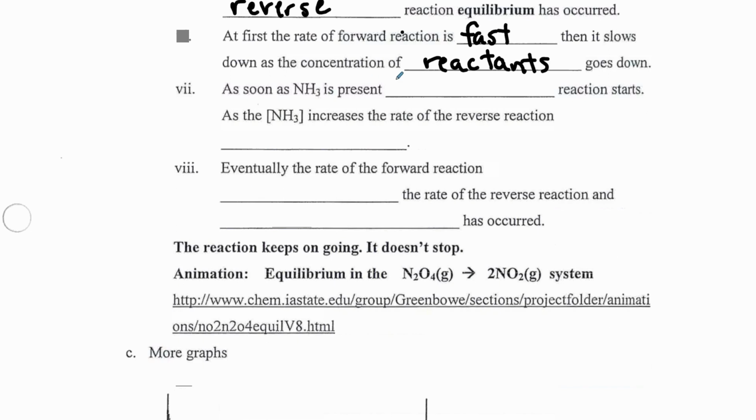As those reactants get used up, it starts to slow as the concentration of the reactants goes down. As soon as NH3 is present, as soon as you have enough of the product, then the reverse reaction will start. And as that concentration of NH3 increases, the rate of the reverse reaction will increase. So eventually the rate of the forward reaction equals the rate of the reverse reaction, and equilibrium has occurred.